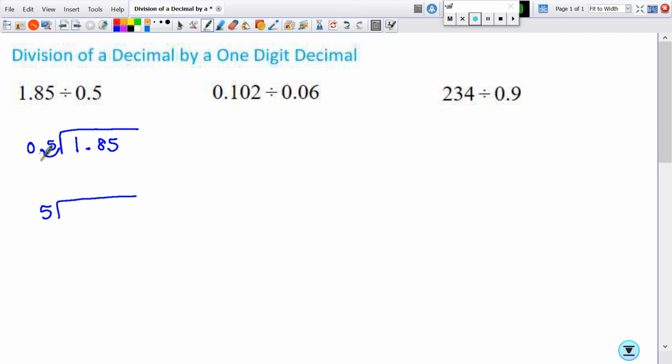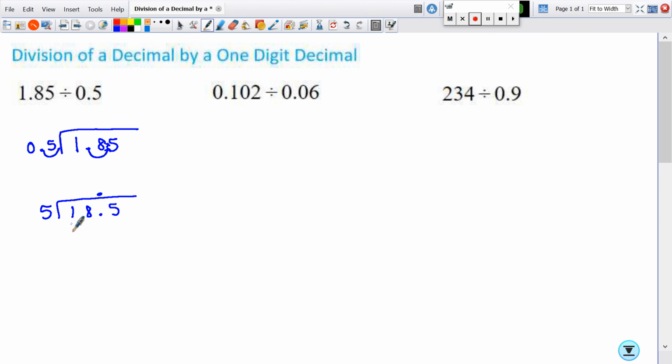But notice how I had to move that decimal one number over to the right. So you've got to move the decimal one number to the right on the inside. So I'm going to call this 18.5 here. Now you bring the decimal straight up and you start dividing.